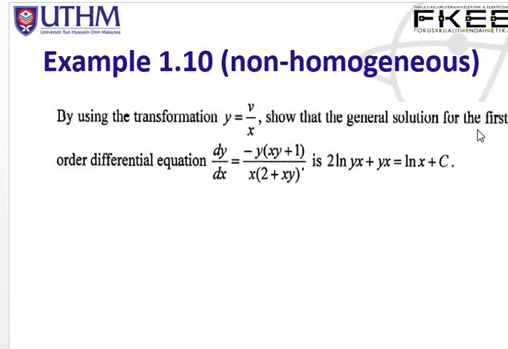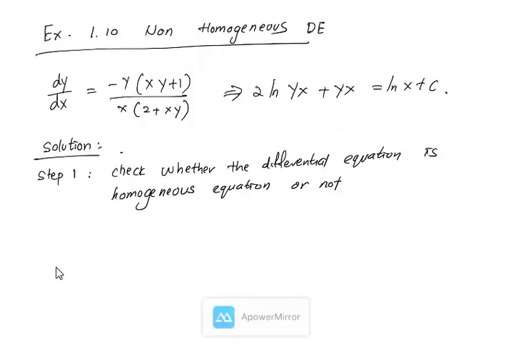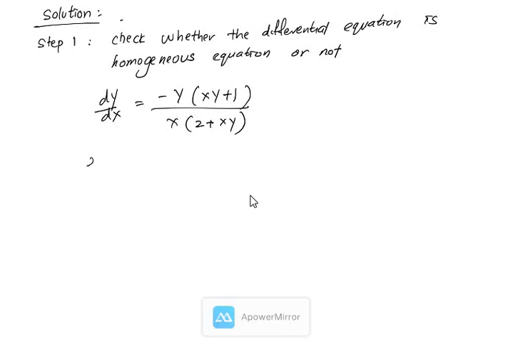Show that the general solution for the first order differential equation dy over dx equal to negative y (xy plus 1) divided by x (2 plus xy) is ln(xy) plus xy equal to ln x plus c. We need to prove that using this transformation. To solve this question, first of all, we must check whether the differential equation is a homogeneous equation or not. So dy over dx is equal to negative y (xy plus 1), this is from the question. And then we assume the dy over dx is f(x,y).